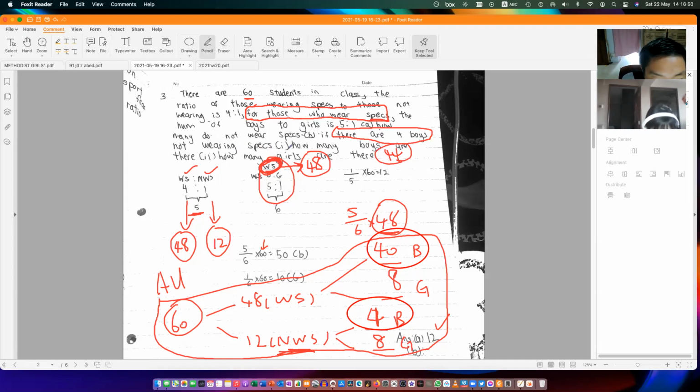Okay. And now how many girls are there? 16. Why? 8 and 8, right? 8 wearing specs, 8 not wearing specs. Okay. So that's how you make use of the branch, and you can get the answers for this kind of question. So far so good. Okay, good. Next.